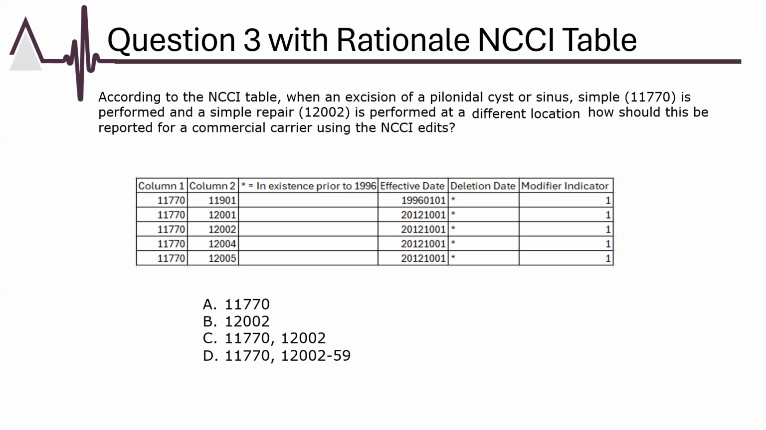In the NCCI table, the column 2 code is included in the column 1 code. A modifier indicator of 1 allows the use of a modifier when the documentation supports it. In this case, 12002 is included in 11770. If documented, they can be reported separately with a modifier because they were performed at different locations. Modifier 59 is appropriate. Using the process of elimination, only D has a modifier.